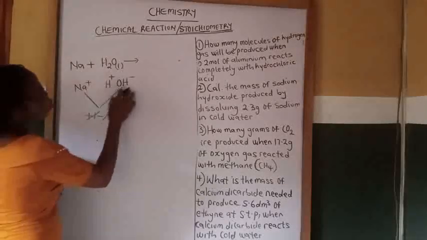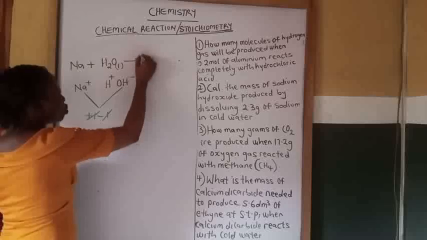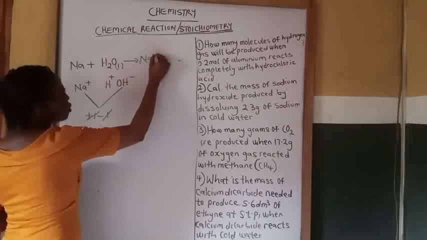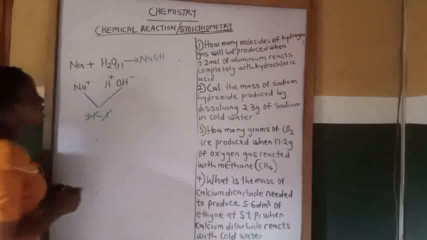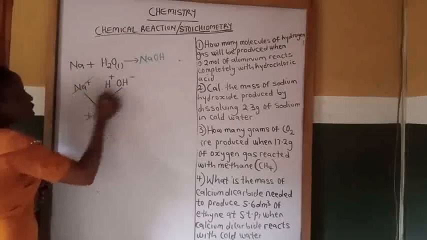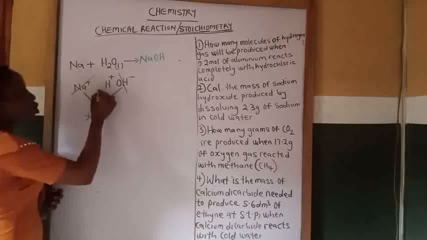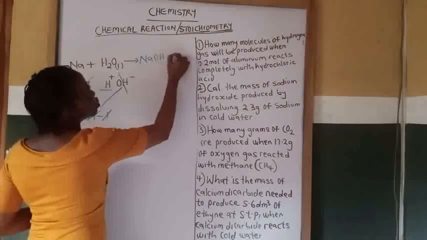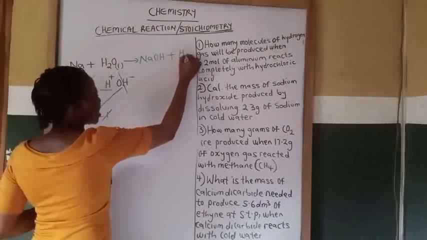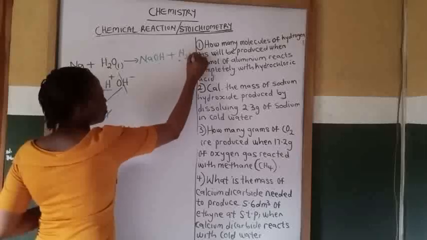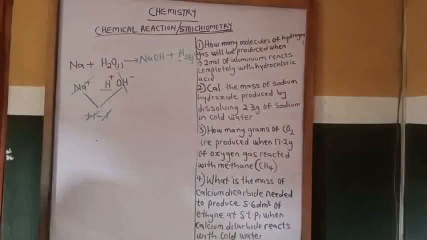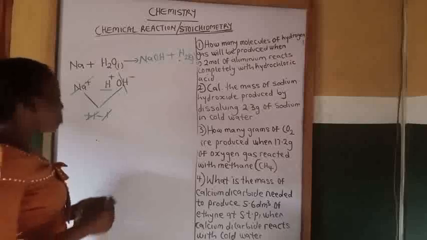So the two ions will come together to give us NaOH. So we have used sodium, we have used the hydroxide ion. So we are left with what? With hydrogen. Then hydrogen is what? Is a diatomic gas. So it will be evolved in the form of gas. Now we have formed our product.